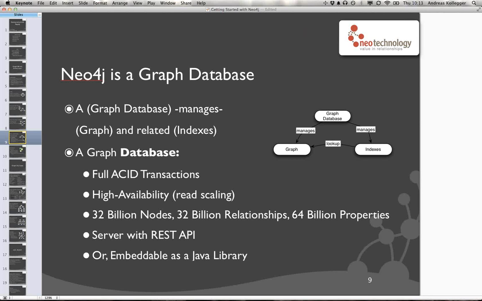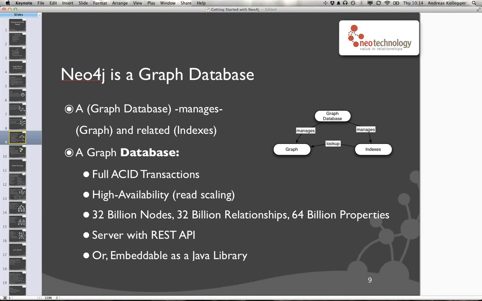In addition to having these nice secure ACID transactions, you can run Neo4j in high availability mode, which means that you can actually run a cluster of Neo4j servers that work together to increase the throughput that you can get in reading data from the graph. In terms of the size of graphs that you can create with Neo4j, the current limitations are that you can create up to 32 billion nodes, 32 billion relationships, and 64 billion properties. For the vast, vast majority of applications, that is way more than you possibly will need.